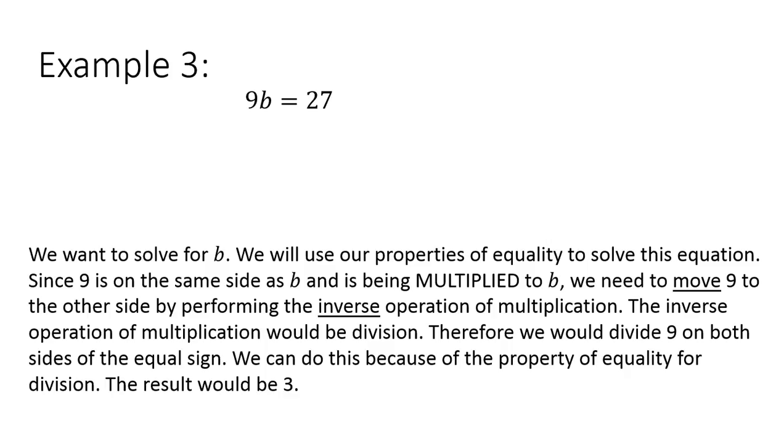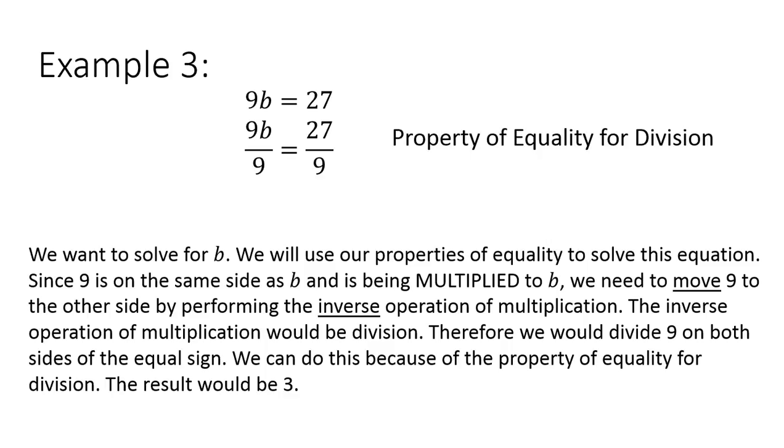The inverse operation of multiplication would be division. So therefore, we would divide 9 on both sides of the equal sign. And we can do this because of the property of equality for division. And now I'm going to simplify. 9 divided by 9, which is 1, so we have 1b equals 27 divided by 9 is 3.